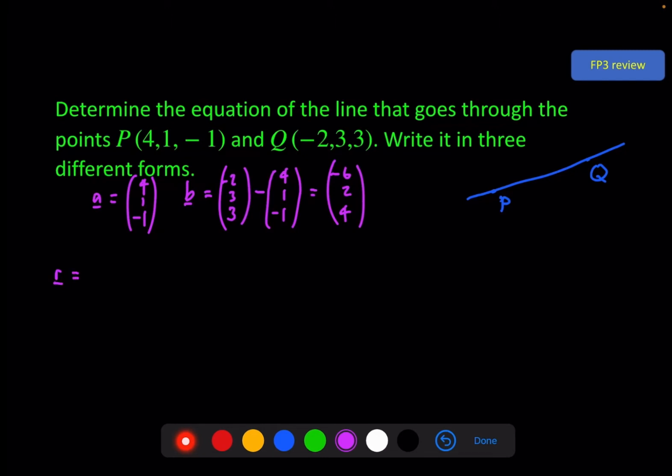Perhaps the easiest one is this one. So we put in the position vector for A and the direction vector.